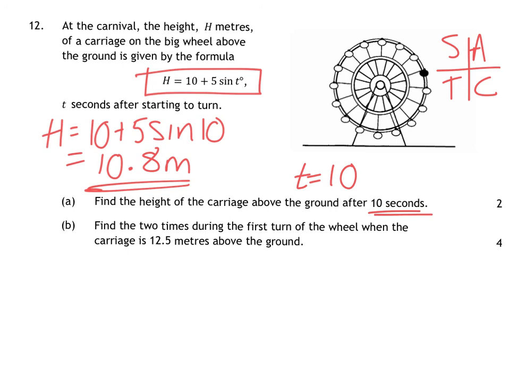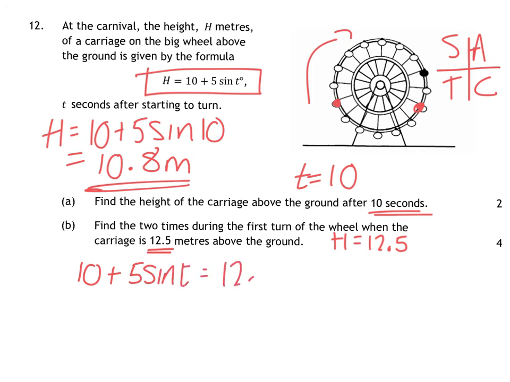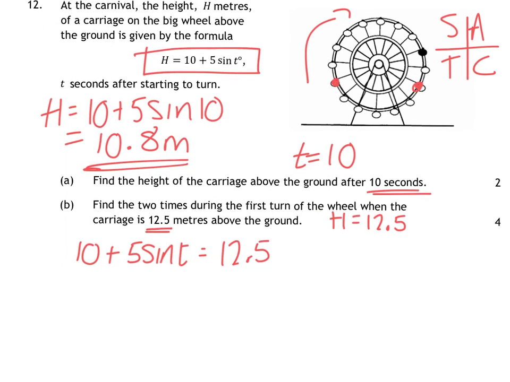Part B, it says find the two times when the turn of the wheel is 12.5 above the ground. So this time our height equals 12.5. And remember, there will be two times when you're that height. There could be your height going up in the carriage, and then you could be your height when you're coming down in the carriage, and they'll both give you the same height. So we're looking for two answers. So I'm going to replace H with 12.5. I'm just going to put it on the right hand side because that's nicer than what we're used to.